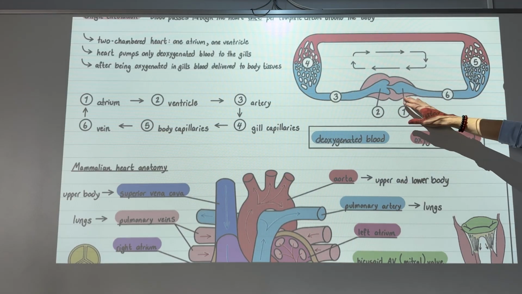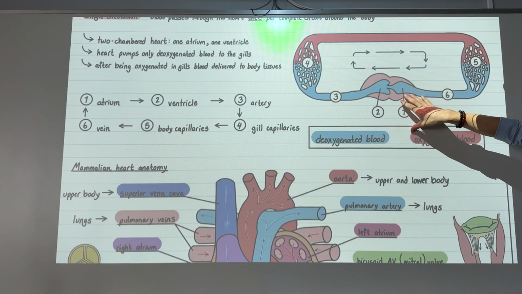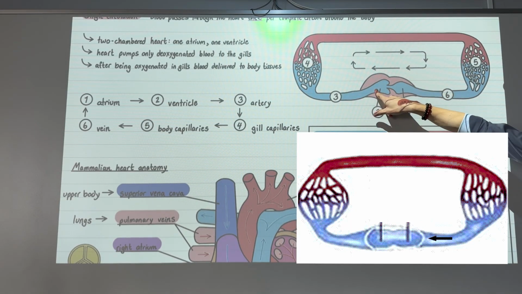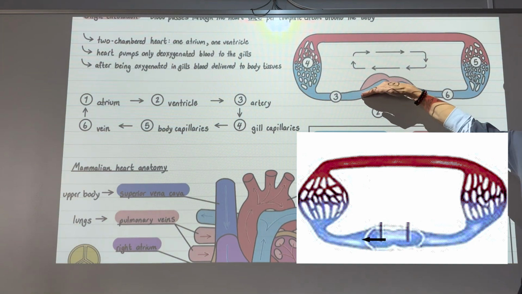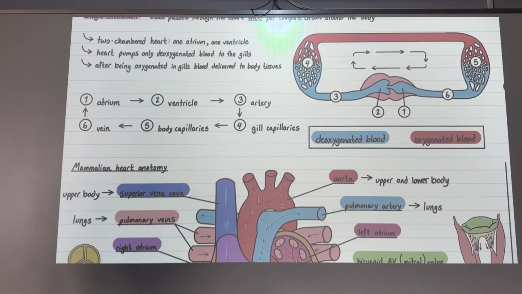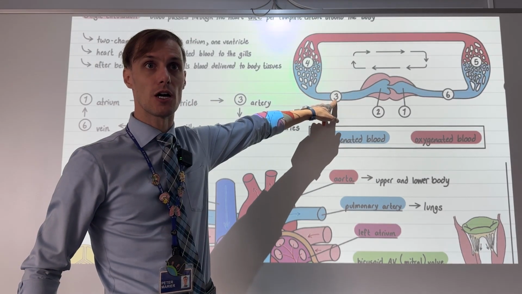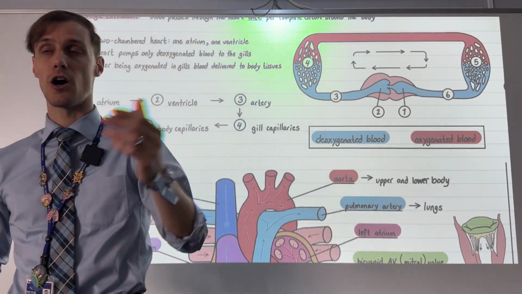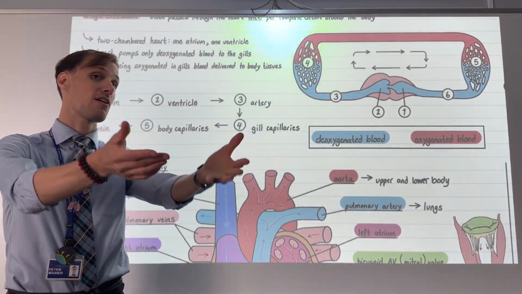Again, I'm using the same convention here, showing blue for deoxygenated blood and red for oxygenated blood. If I start here, my atrium pumps to the ventricle, which pumps to the artery. All arteries pump blood away from the heart. And look at this as an example: if you were under the impression that artery means oxygenated blood, this is deoxygenated. So that's not true. Artery just means blood away from the heart.